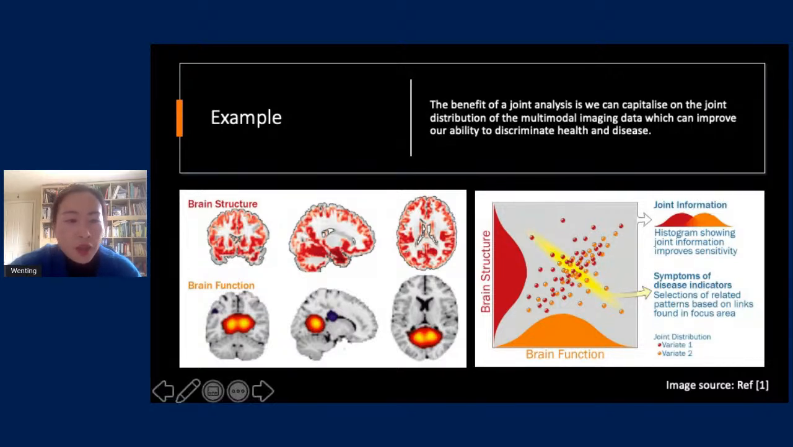Imagine we have a modality that captures the brain structure. Then we have another modality that captures the brain function.